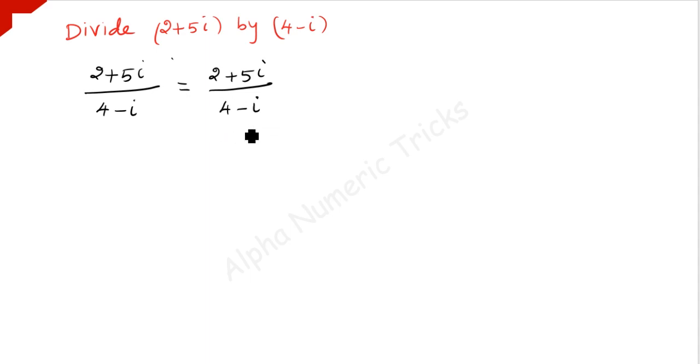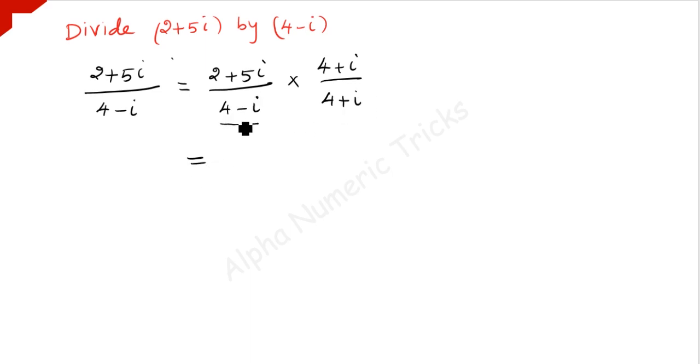So the denominator should be a whole number. It cannot be a complex number. For that we have to take the complex conjugate of this 4 minus i. The complex conjugate of 4 minus i is 4 plus i. That we have to multiply and divide without changing the value.